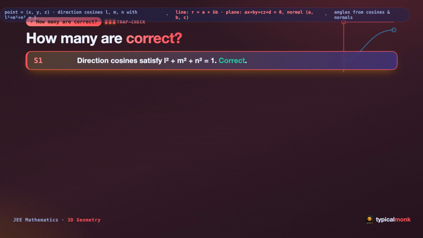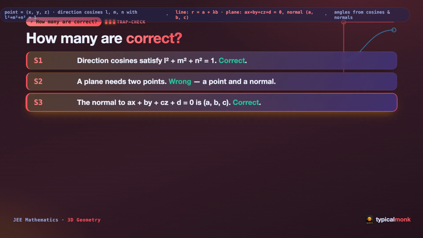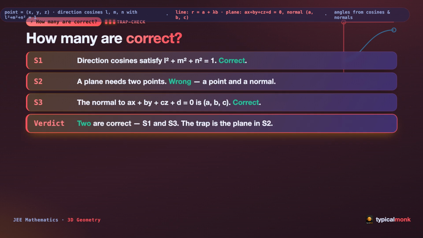Now, how many of these statements are correct? Statement 1. Direction cosines satisfy l squared plus m squared plus n squared equals 1. Correct. Statement 2. A plane needs 2 points. Wrong. It needs a point and a normal. Statement 3. The normal to ax plus by plus cz plus d equals 0 is the vector a, b, c. Correct. So the answer is 2 are correct: statements 1 and 3. The trap is the plane in statement 2.